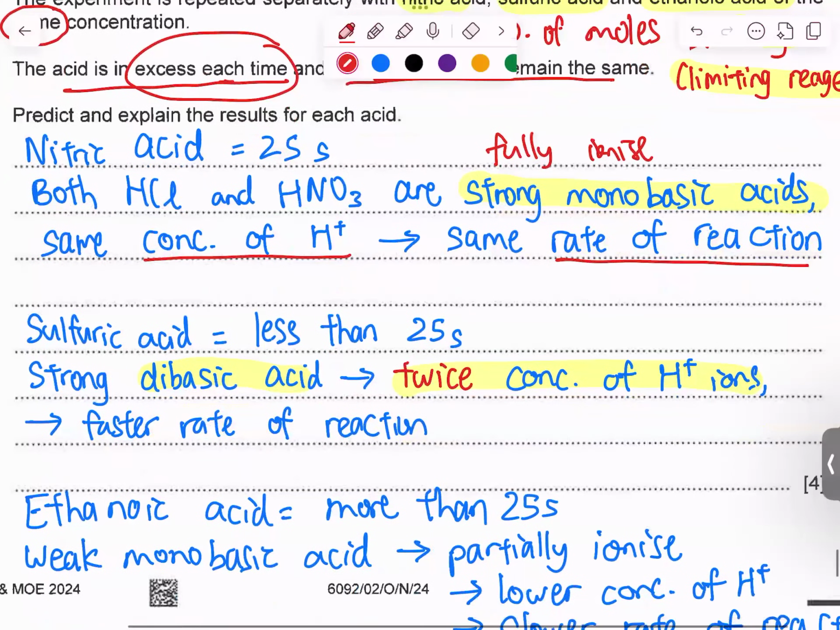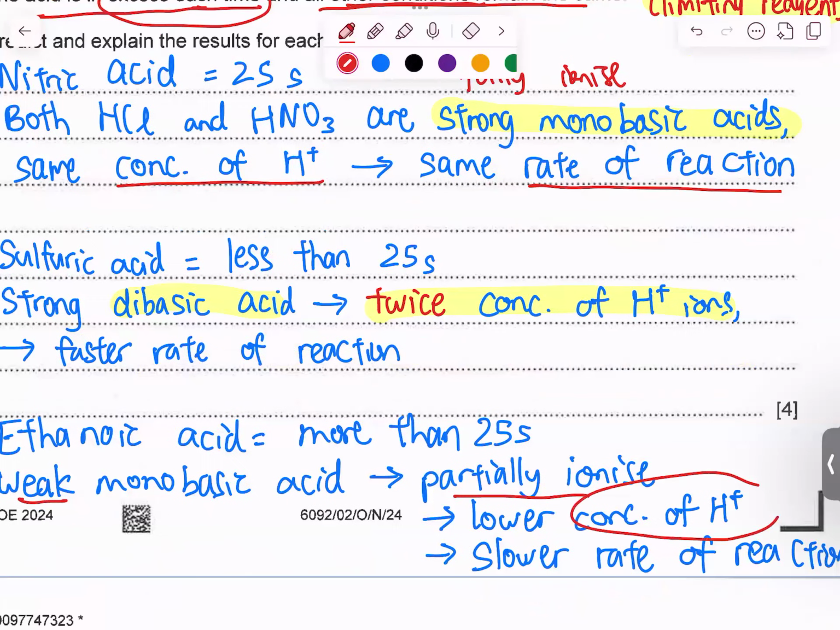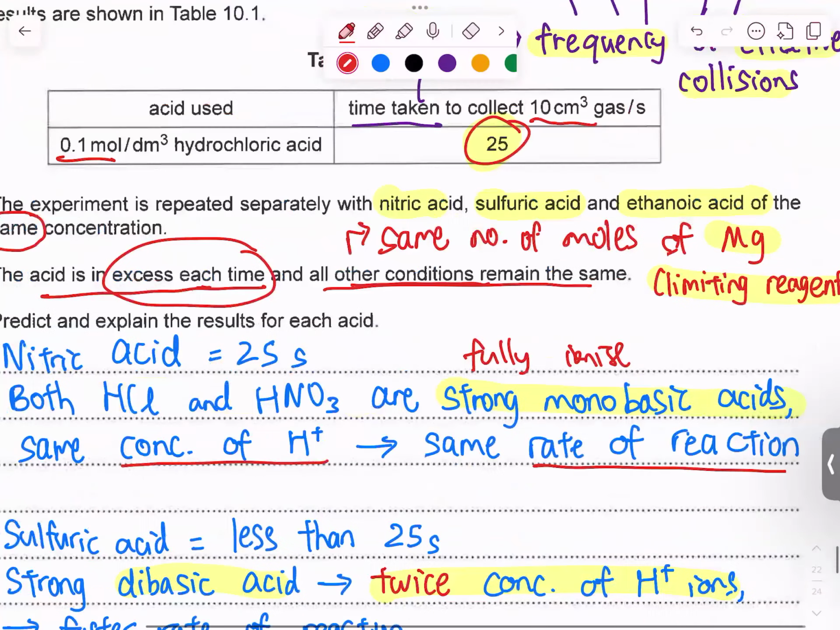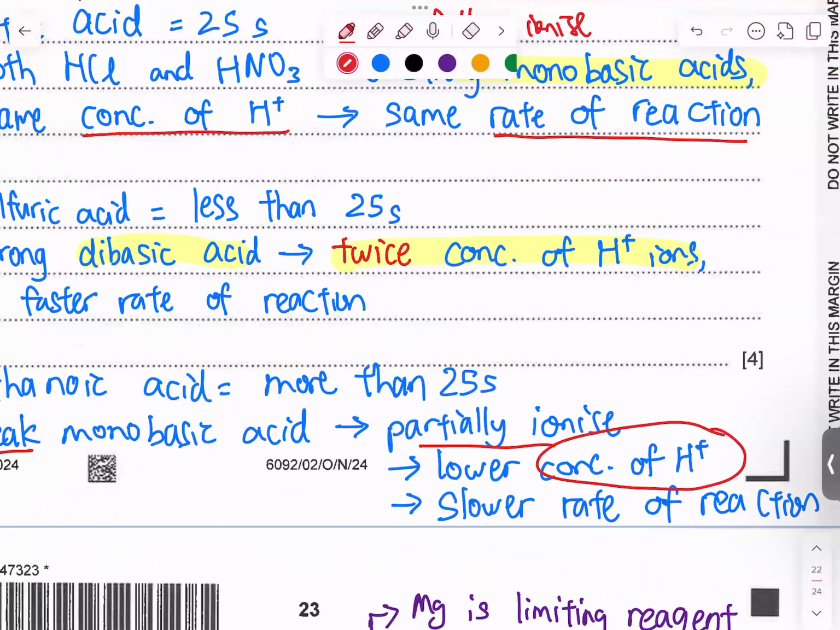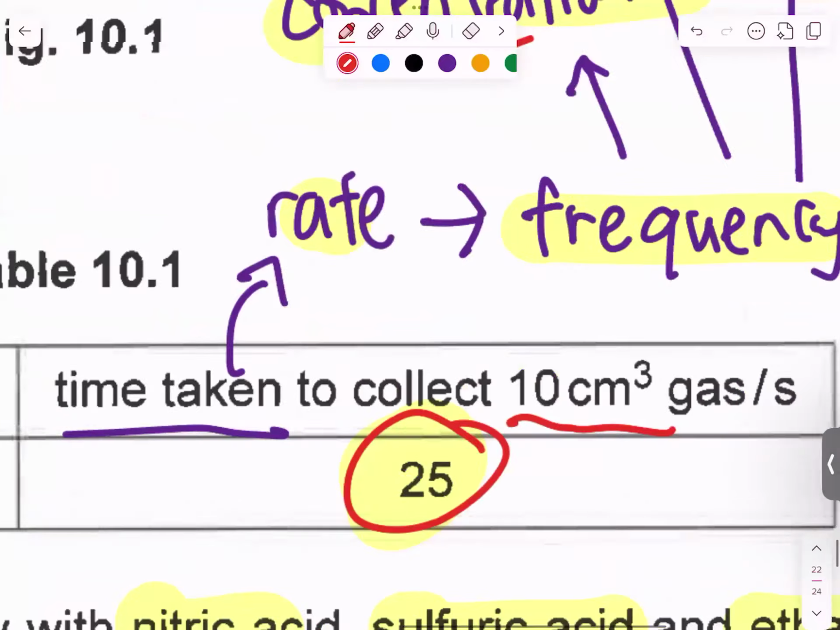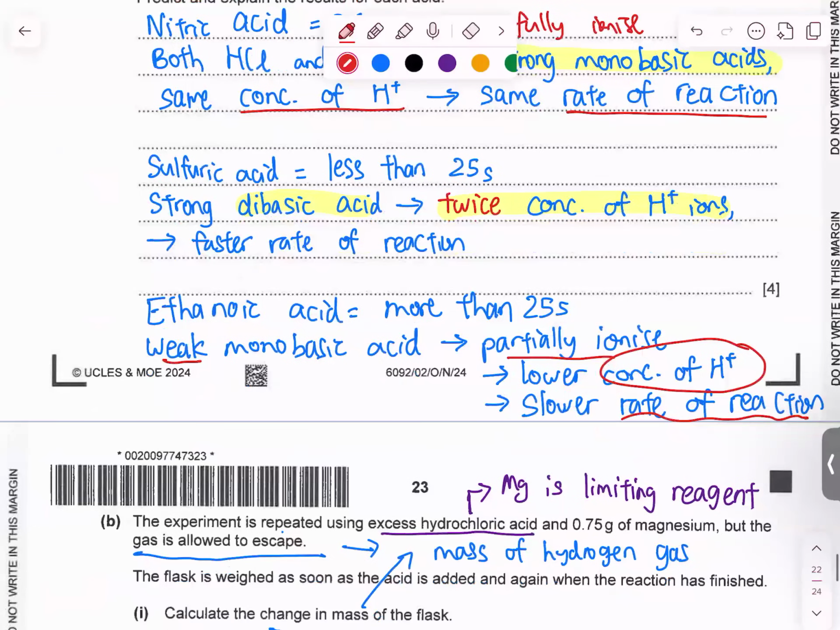Now, ethanoic acid, weak monobasic acid partially dissociate, lower concentration of H plus ions. Right, once again, concentration affects the rate. So when I have lower concentration of H plus, I will expect a slower rate of reaction. So 25 seconds, will it be more than 25 or less than 25? If it's slower, it will be more than 25 seconds.